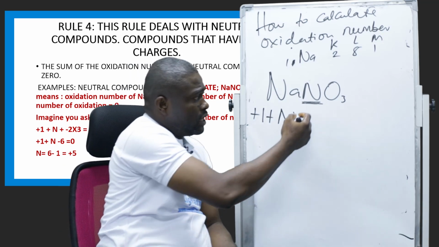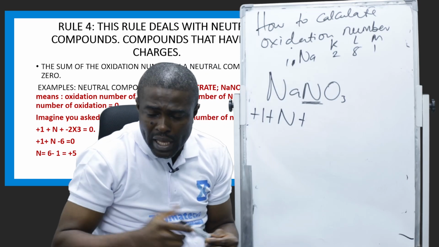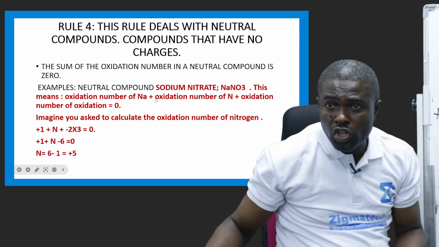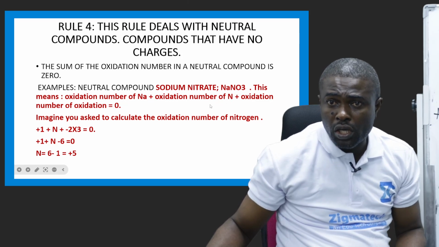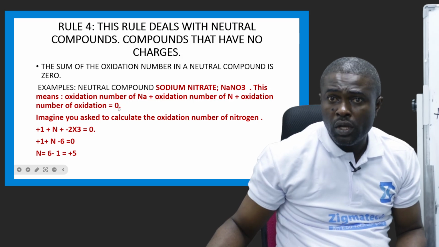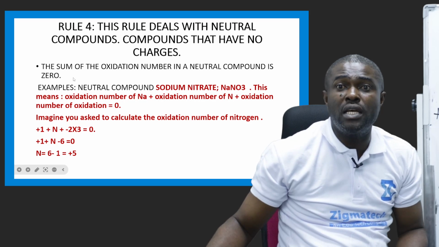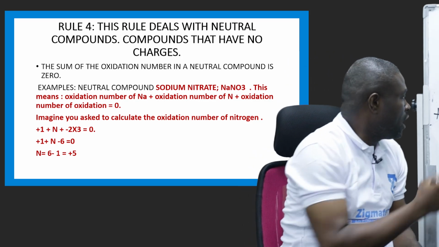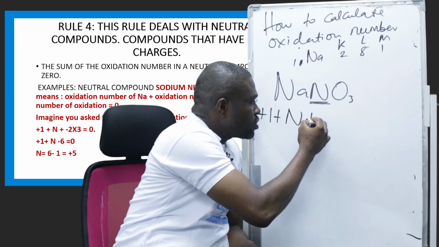And then I will have plus, remember, sum. Look at what I have on the slide. It says, this means oxidation number of sodium plus oxidation number of nitrogen plus oxidation number of oxygen is equal to 0. What does it say? The sum of the oxidation numbers in a neutral compound is 0. So I am summing now. I am gathering all of them together. Plus 1 plus N, which is the nitrogen I'm looking for, plus oxygen.